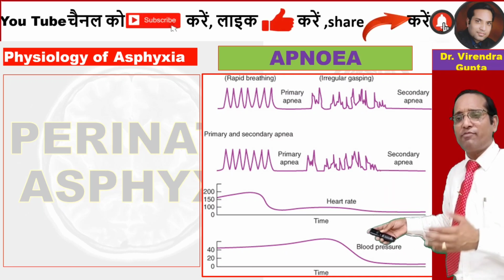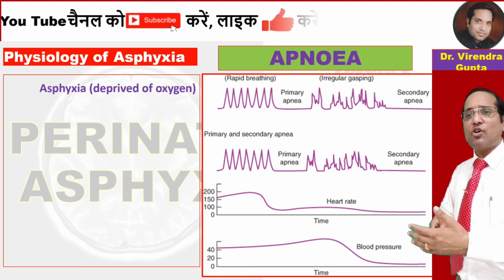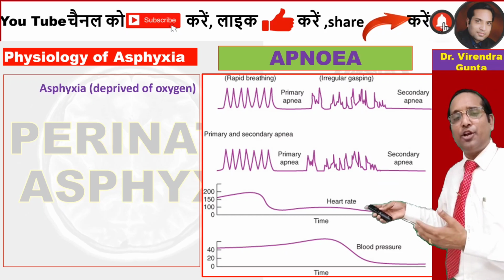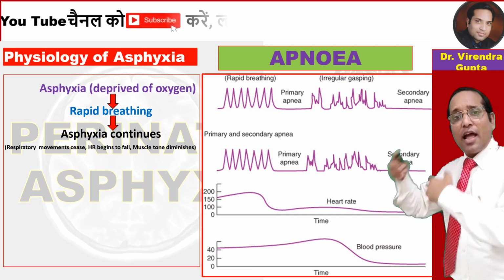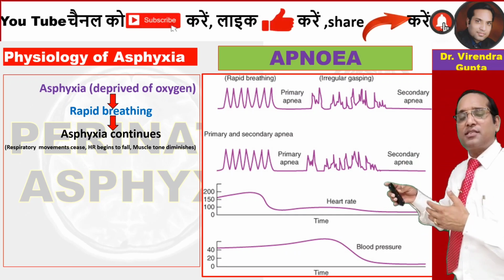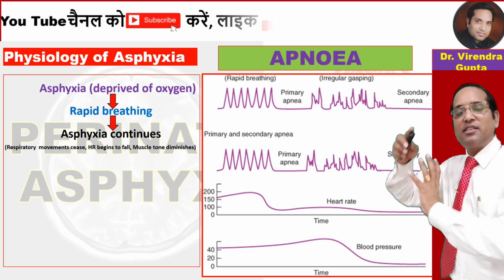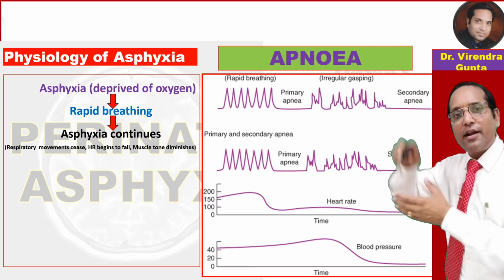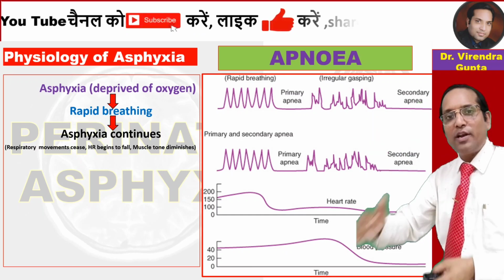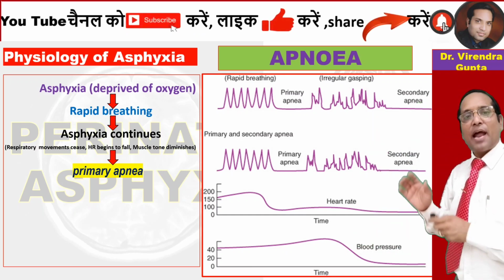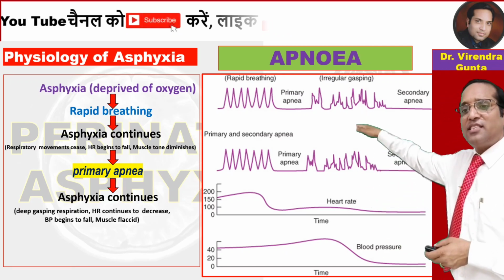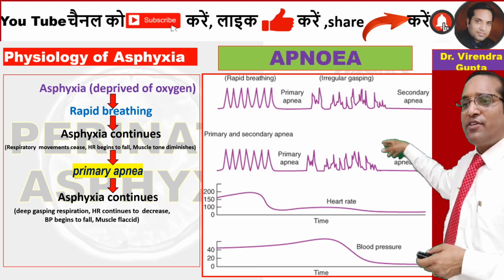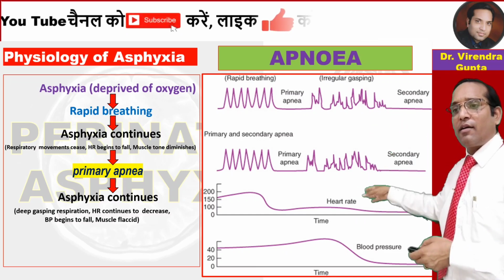The physiology of this asphyxia is a decrease or deprivation of oxygen in the newborn, which leads to rapid breathing, and the asphyxia continues. In this situation, respiratory movement ceases, heart rate begins to fall, and muscle tone decreases, which leads to primary apnea.